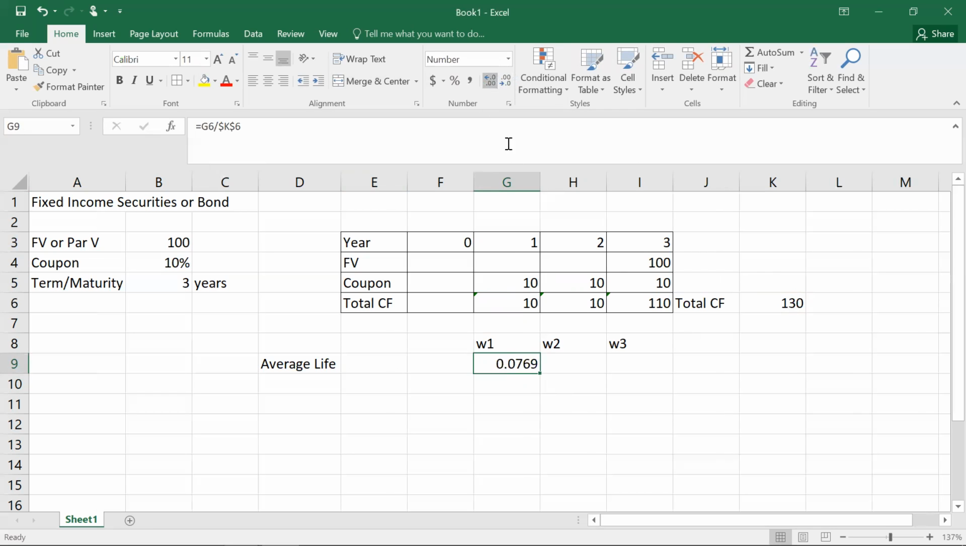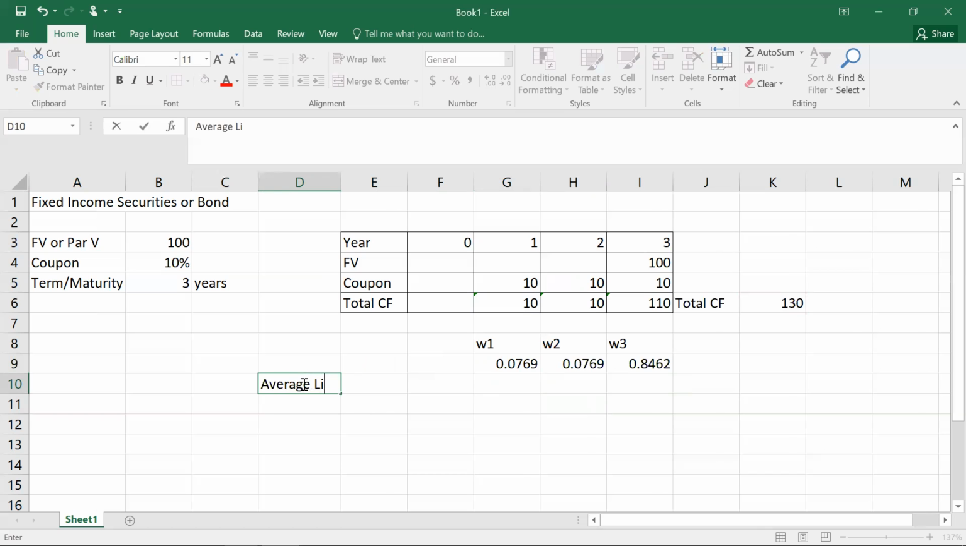Suppose we take till the 4 digit, and then I will drag it to find out the weight of all the three cash flows. Okay, so now I find out the weight of individual cash flow with respect to the total cash flow. Okay, and now I will find out the average life.